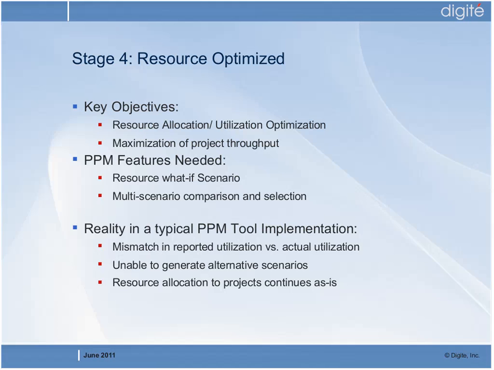So there is a mismatch that happens between actual utilization and the reported utilization, and because of the mismatch of data, there is an inability to generate proper alternative scenarios that you can actually select from. Similarly, the resource allocation to projects continues as is, since you're unable to get an exact picture of the resource utilization and unable to generate alternative scenarios. Resource optimization, which is an objective of this stage, doesn't really happen as is wished.